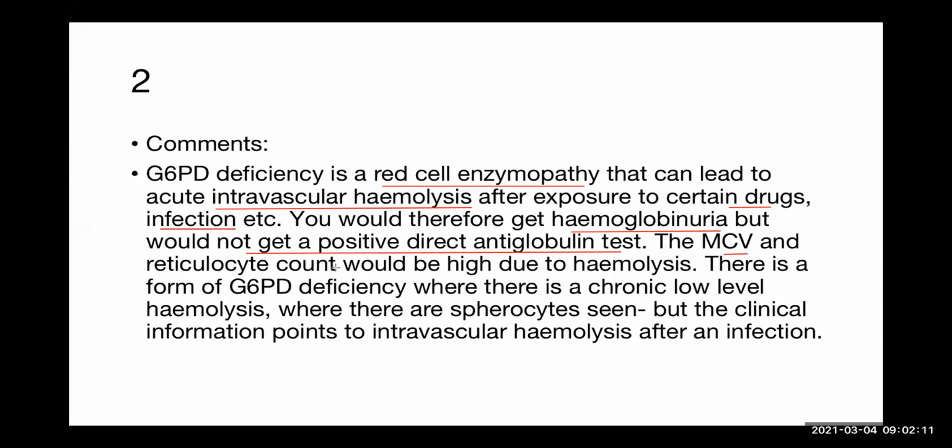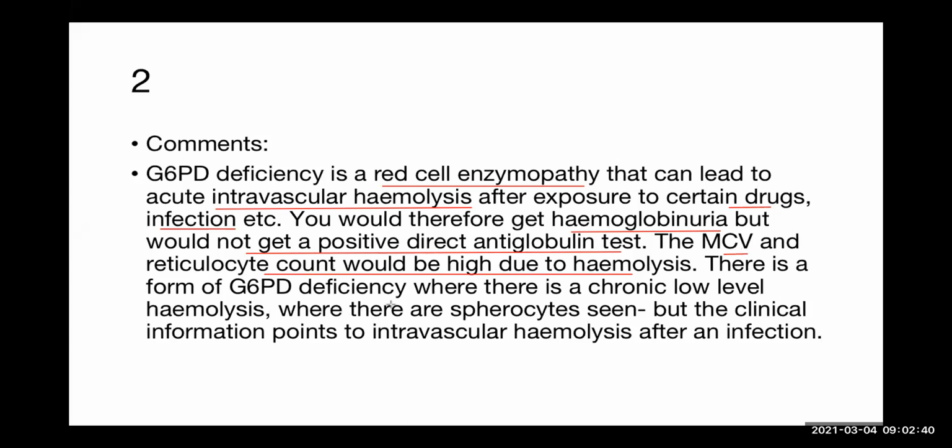The MCV and retics count would be high due to hemolysis. MCV may be normal also. Usually it is normal, but it may be high because of rapid synthesis of RBC by the bone marrow. So that bone marrow may be relatively folate deficient, and folate deficiency can give rise to high MCV. We have studied that before.